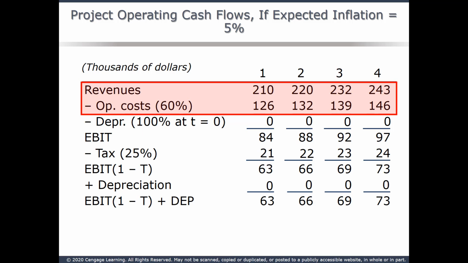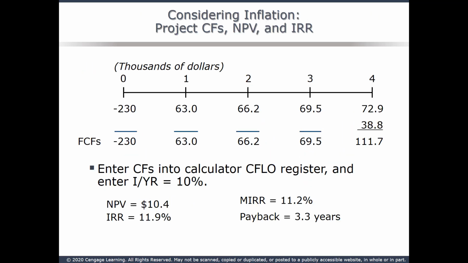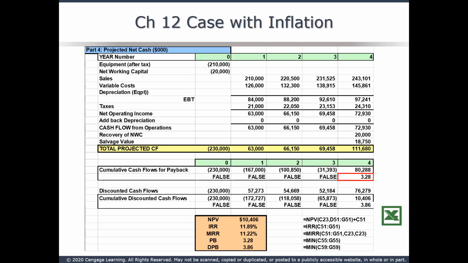Let's make a 5% adjustment to our project cash flows. Revenues and operating costs increase by 5% each year. The result is an inflation-adjusted NPV of a positive $10 million, a huge difference from the negative $13.34 million without the inflation adjustment. Here's the inflation-adjusted pro forma in Excel. This is the second tab in the exhibit posted with Chapter 12, Part A.